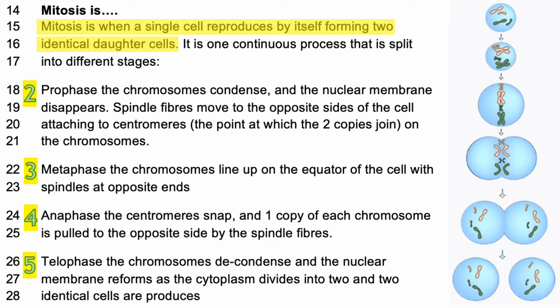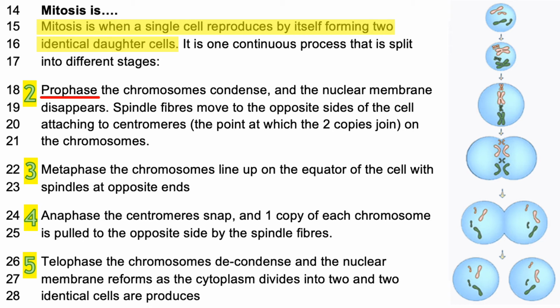All right? It is one continuous process that is split into different stages. So I have the numbers 2, 3, 4, and 5, because these are the 4 steps of mitosis, the first step being interphase. Okay, so now you have a total of 5 that we're going to learn. So in prophase, the chromosomes condense and the nuclear membrane disappears. Spindle fibers move to the opposite sides of the cell, attaching to centromeres. So remember, centromeres means the center of the chromosomes.